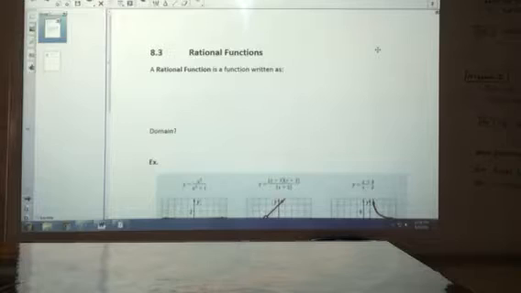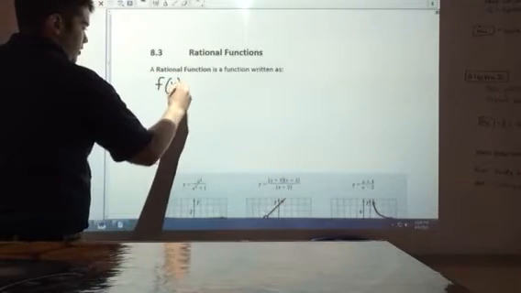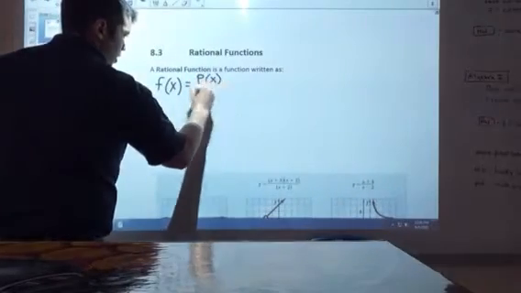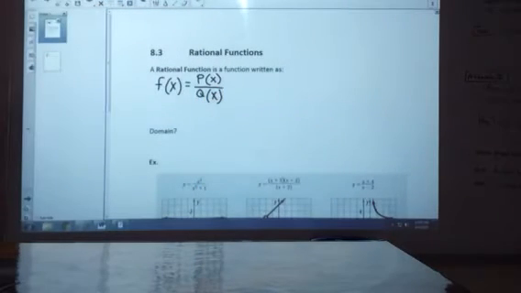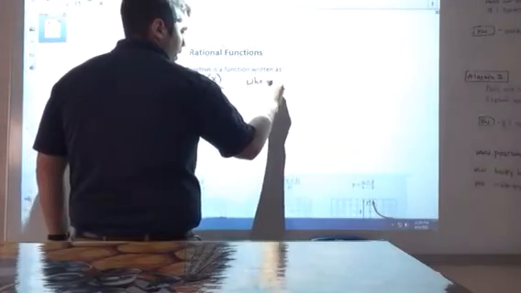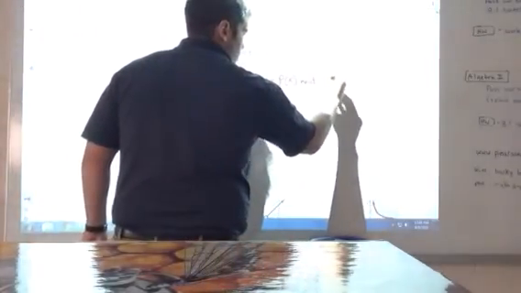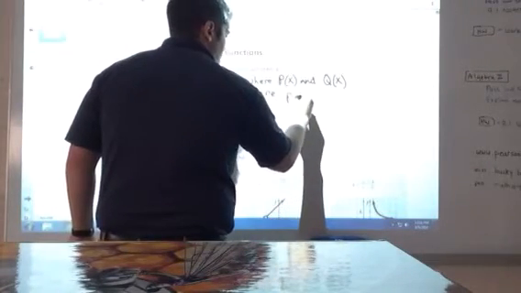A rational function is a function written as this. F of x equals p of x over q of x. A lot of x's in there. F of x equals p of x over q of x. And I guess we should say where p of x and q of x are polynomials.